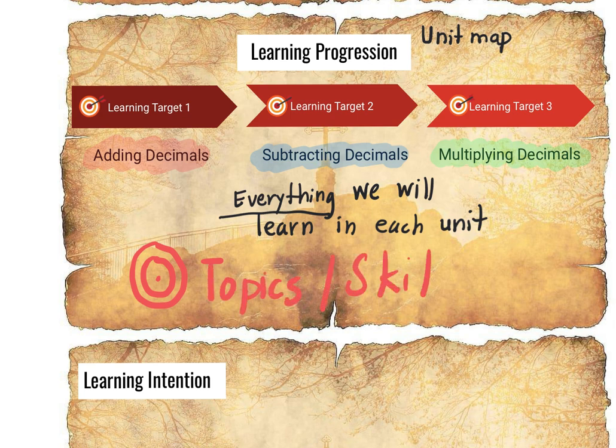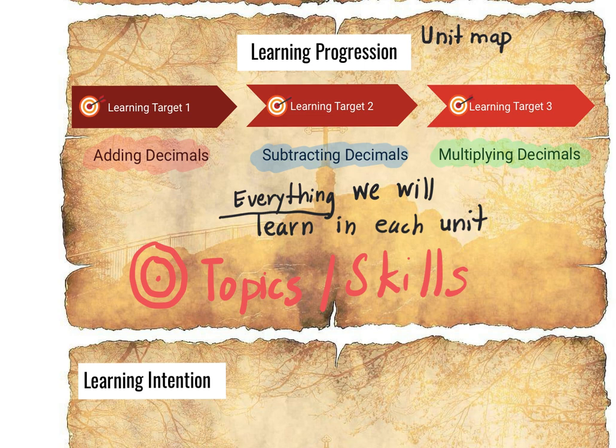So remember, for every learning progression, we can call it a unit map. So if you have 6 units within one school year, you will have 6 learning progressions. It is everything we're going to learn in each unit. So for instance, this one would be our unit 1 learning progression. All right, let's move on.